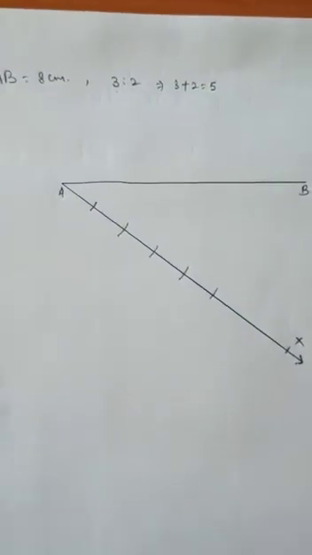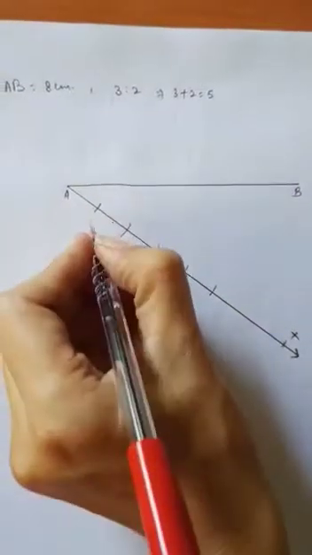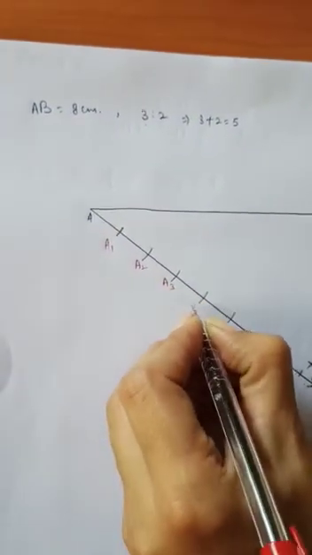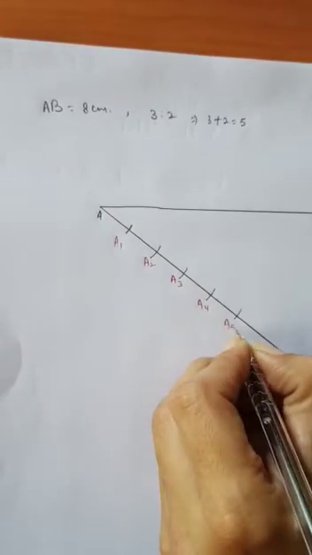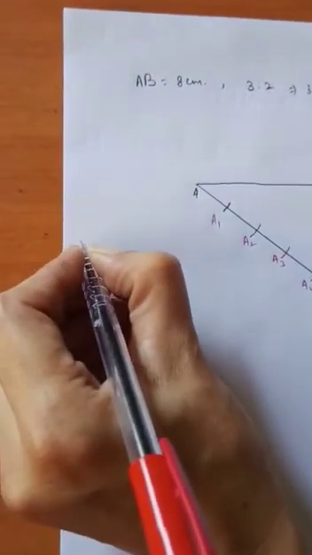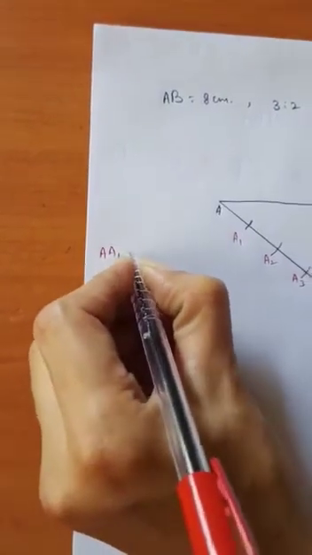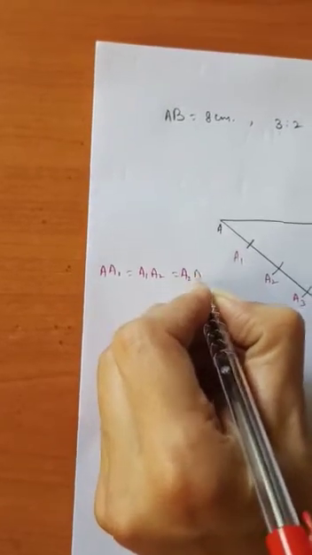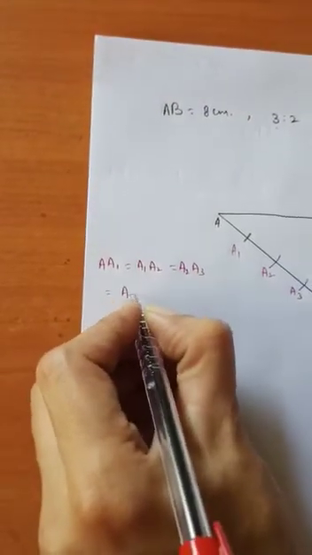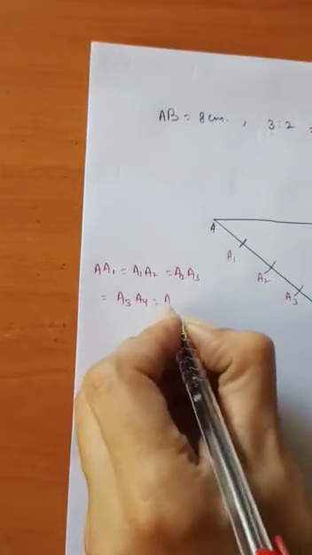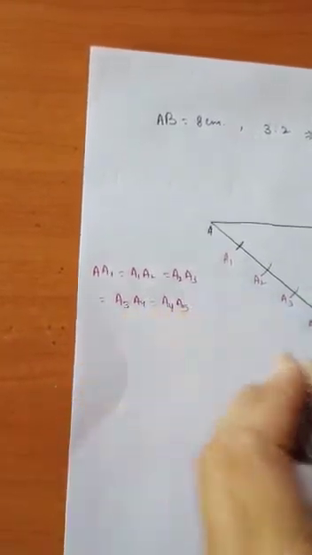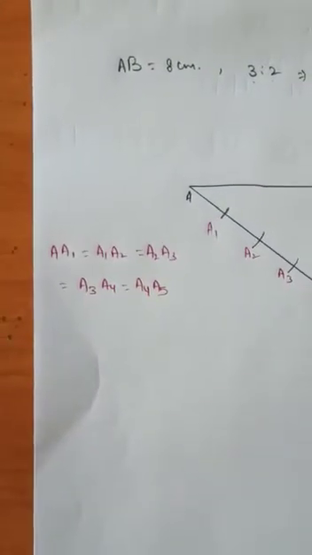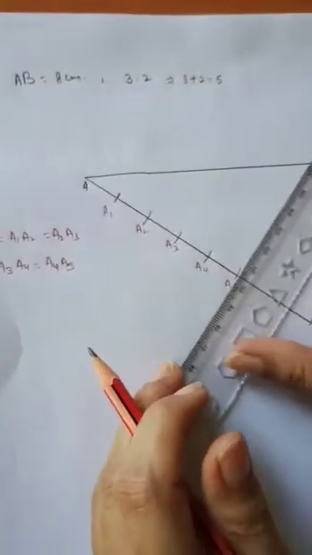Let us name these points A1, A2, A3, A4 and A5. Such that AA1 is equal to A1A2, which is equal to A2A3, then equal to A3A4, and lastly A4A5. So all these parts are equal to each other. Okay, then we will join this point A5 to the point B.